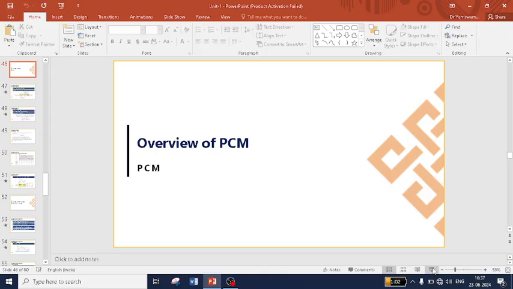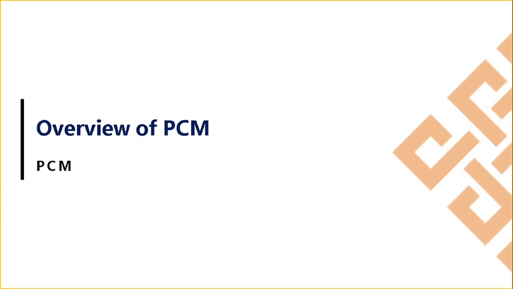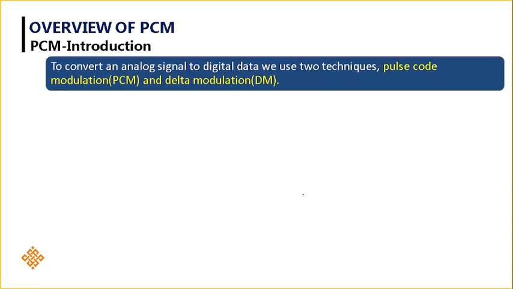Good morning students. In this video, I will be discussing what a pulse code modulator is. To convert any analog signal to digital data, normally we use two techniques. One is pulse code modulation, the other one is delta modulation. However, in this video, I will be discussing only pulse code modulation, as it is the most useful technique to convert any analog signal into digital data.